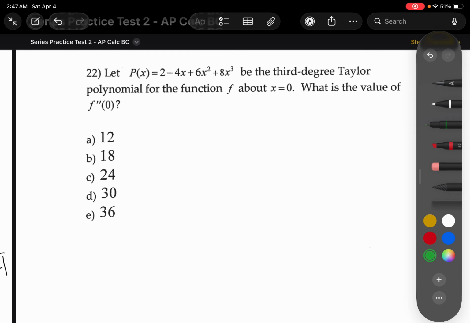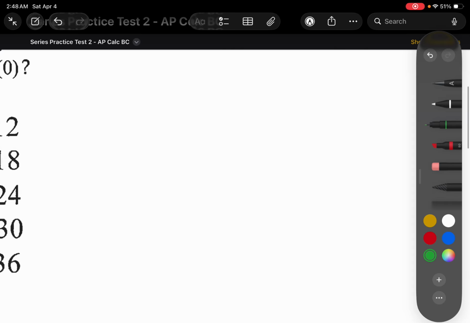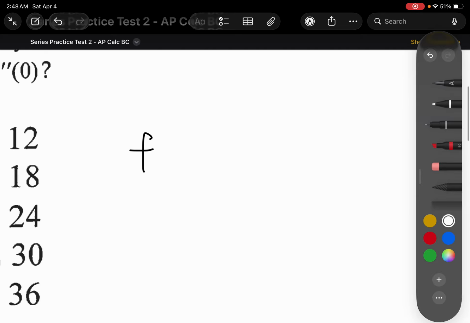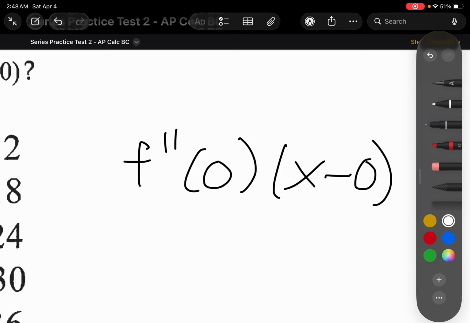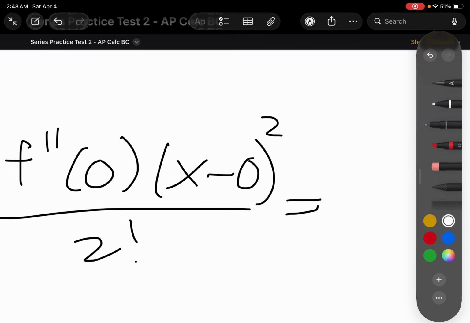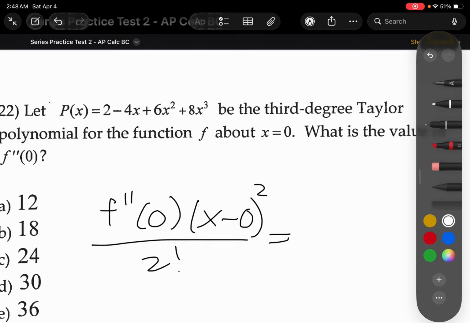All right. Let p of x equals that be a third degree Taylor polynomial for a function at x equals 0. What is the value of f double prime of 0? So remember Taylor, we're trying to find f double prime of 0, so it's going to be f double prime of 0 times x minus 0 squared over 2 factorial is equal to 6x squared.